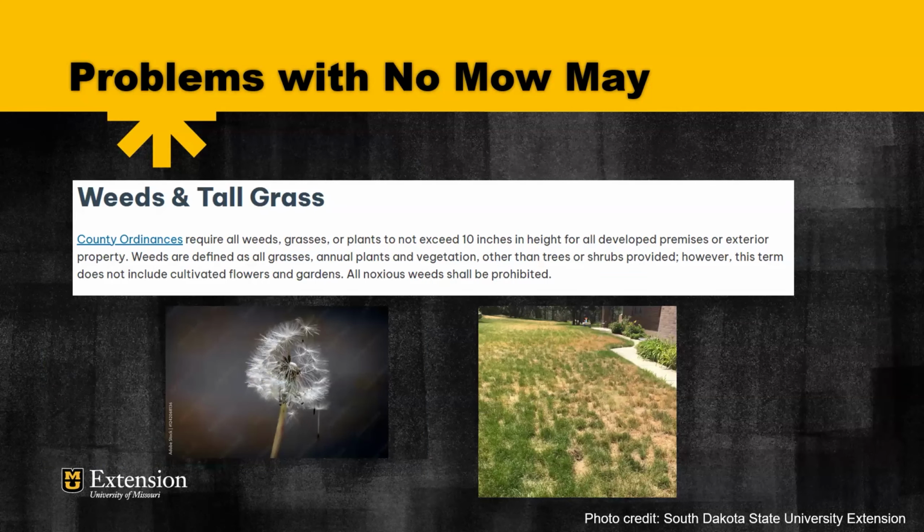Additionally, not mowing your lawn for the whole month of May could have some other issues in terms of lawn health. Lawns actually need to be mowed regularly for the health of that turf grass. So going a whole month without mowing and then mowing everything down back to about 4-inch height is actually going to stress your lawn out a lot.